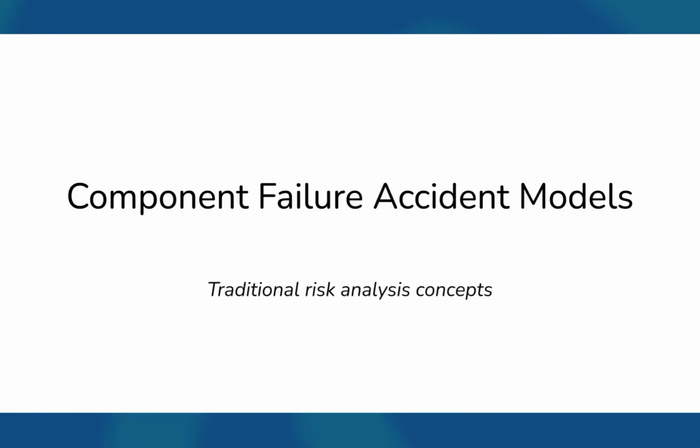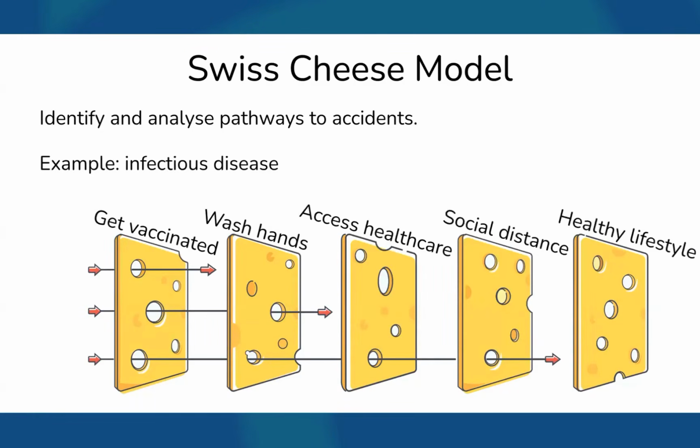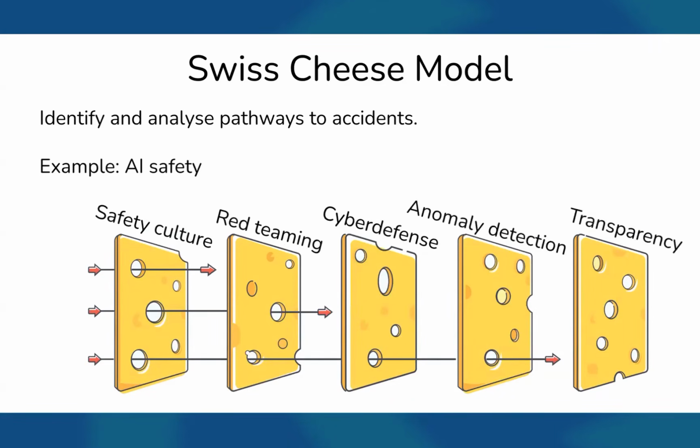In this part, we'll talk about traditional risk analysis concepts. One of these accident models is the Swiss cheese model. This is very much related to defense in depth. There's getting vaccinated, washing hands, accessing healthcare, social distancing, leading a healthy lifestyle. All these things reduce the risk that a virus can make one very sick. So one can think of these arrows as hazards, and these defenses stop the hazard from going further and eventually causing damage. In the case of AI, one could have safety culture and red teaming. And if it's not found through red teaming, maybe there's cyber defense or anomaly detection, or maybe improvements in transparency help catch the issue. So having a variety of interventions can help improve safety.